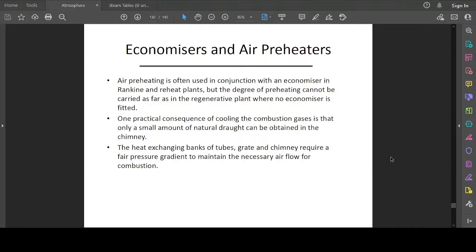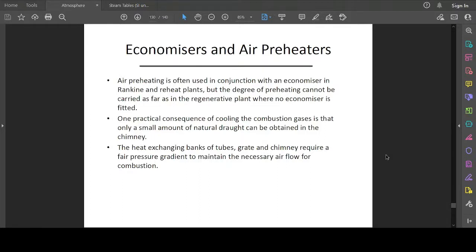So air preheating is often used in conjunction with an economizer in Rankine and reheat plants, but the degree of preheating cannot be carried as far as in the regenerative plant where no economizer is fitted. So one practical consequence of cooling the combustion gas is that only a small amount of natural draft can be obtained in the chimney, meaning that some dangerous gases which could be removed from the system are still retained.